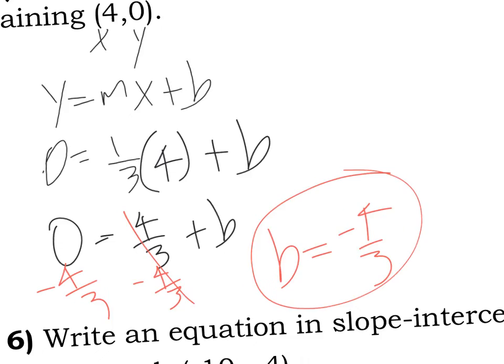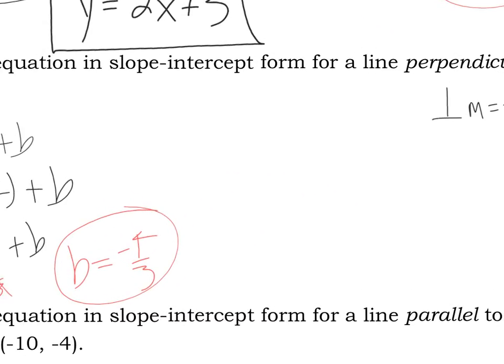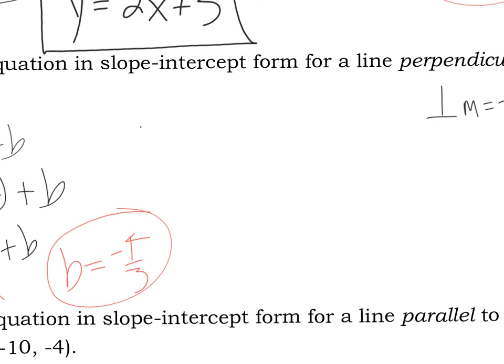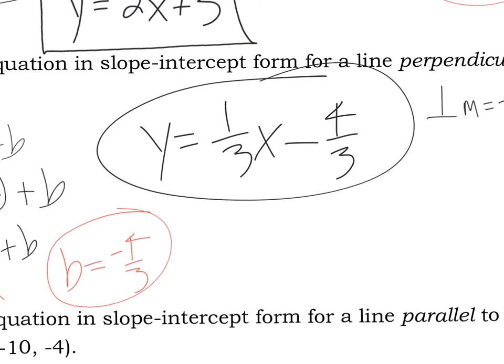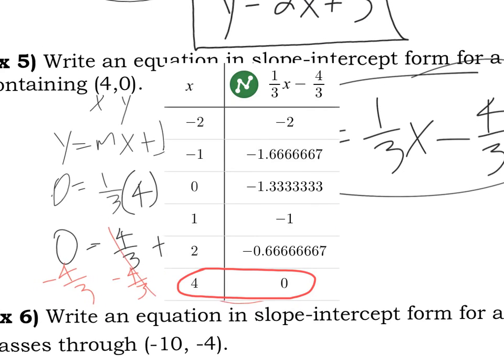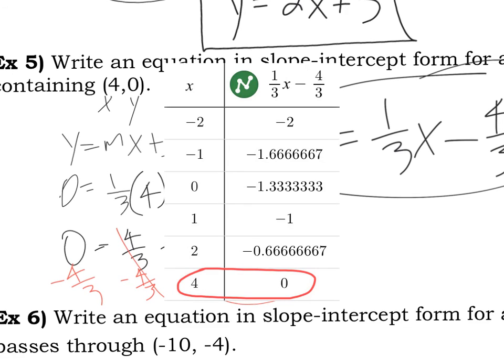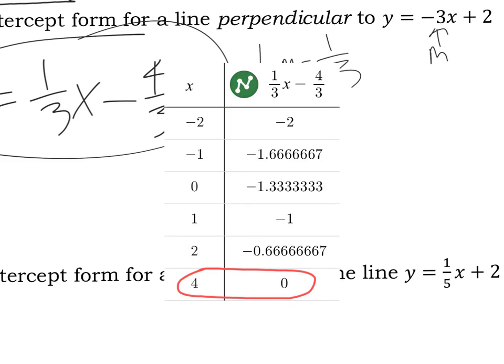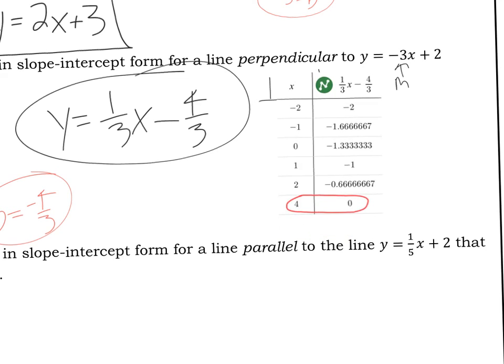So I now have my slope and my y-intercept. So I say my answer is y equals 1 over 3x. And then instead of writing plus and negative, just write minus 4 over 3. And so guess what? I graphed it. I checked my table. The point that was given to me was 4, 0. There's 4, 0 at the bottom of the table. So yeah, I know I did it right.